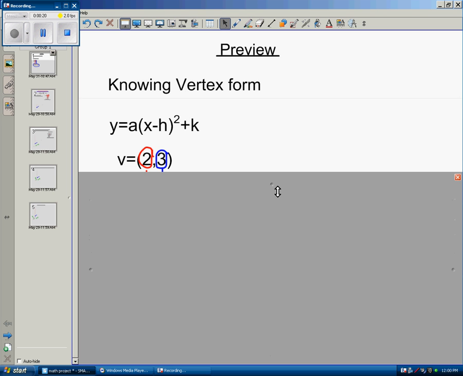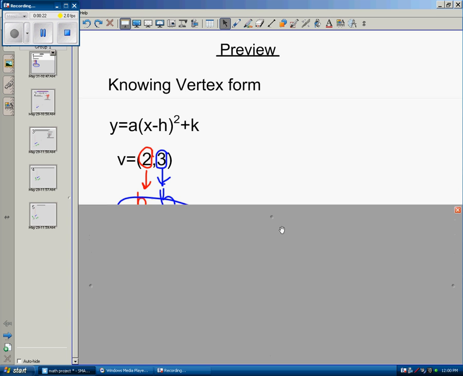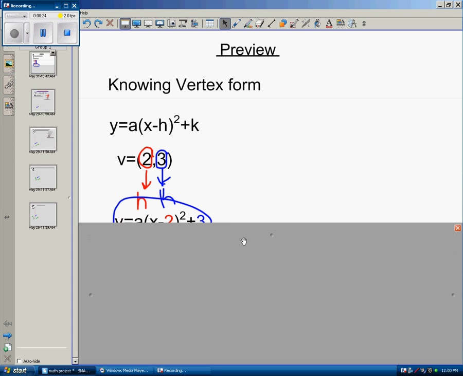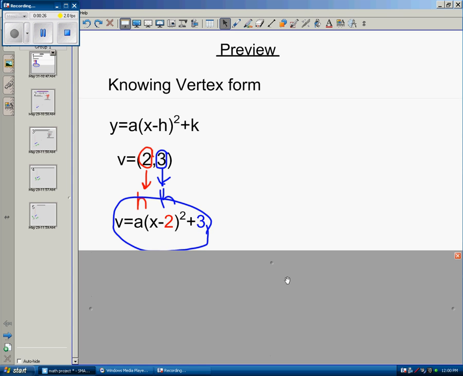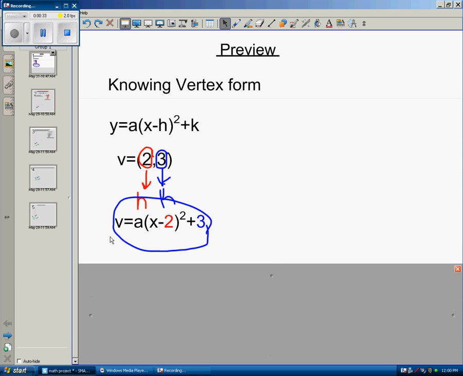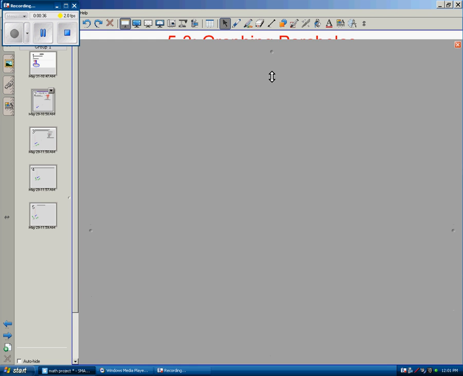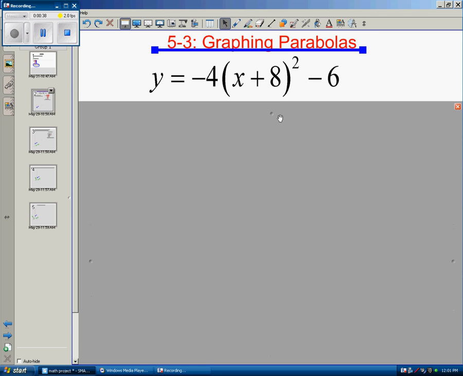If we're using the vertex point of (2, 3), the 2, which is the x value, is going to equal h, and the 3, the y value, is going to equal k. This is what it would look like if you plug it in. For graphing parabolas, we're going to be using the problem y equals -4(x plus 8) squared minus 6.